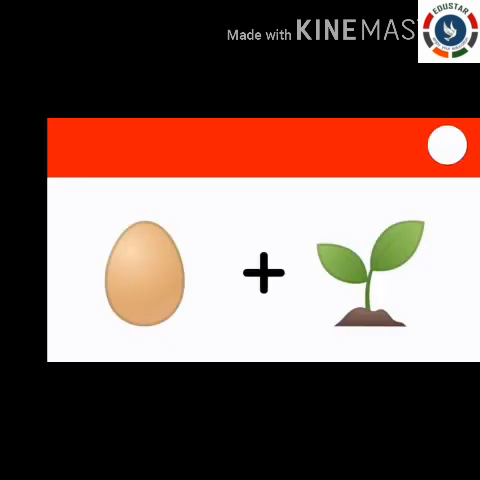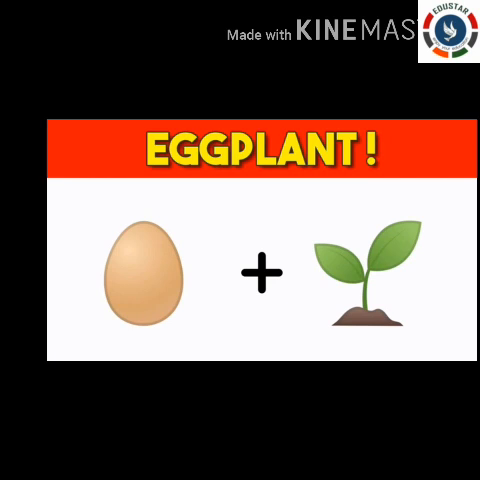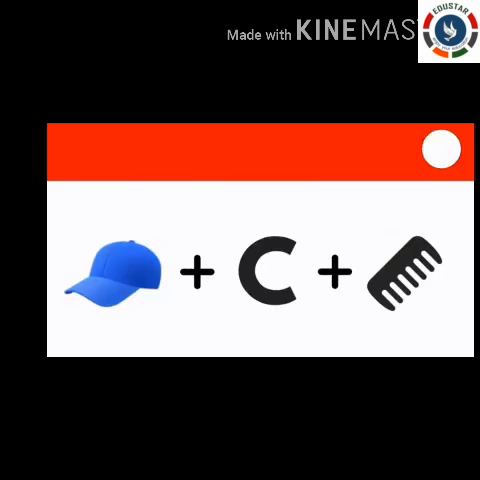Next, see the sixth question. See the clue. What is the first picture? Egg. Then what is the second picture? Yes, plant. Now guess the vegetable name. Yes, it is eggplant. What do you mean by eggplant, children? Another name for eggplant is brinjal. You all know brinjal, isn't it? Eggplant is called brinjal. Okay.